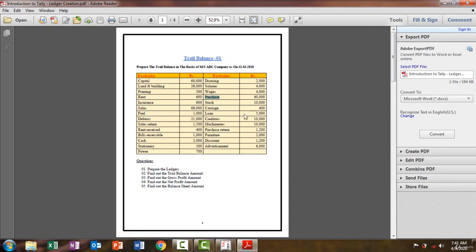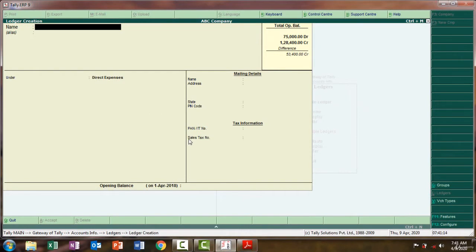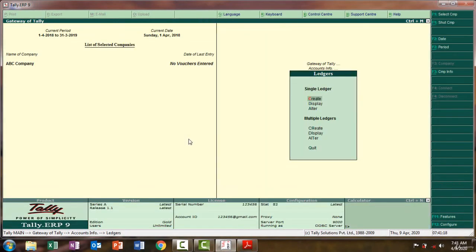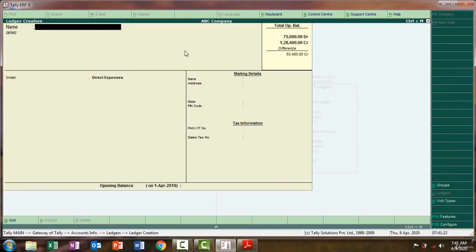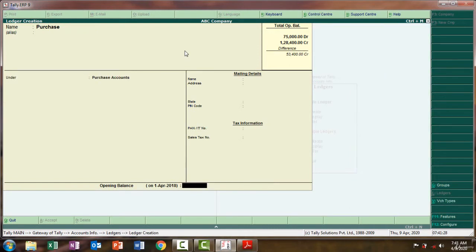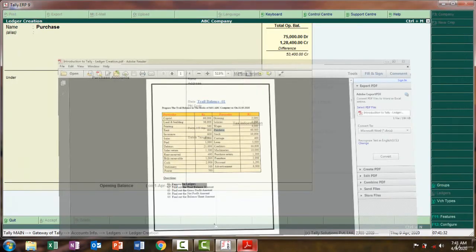Okay, the next one is purchase. It's an expense. Also we have to choose the purchase account. Purchase account, I'm going to type P. Okay, the purchase account will appear. So the amount is 40,000.